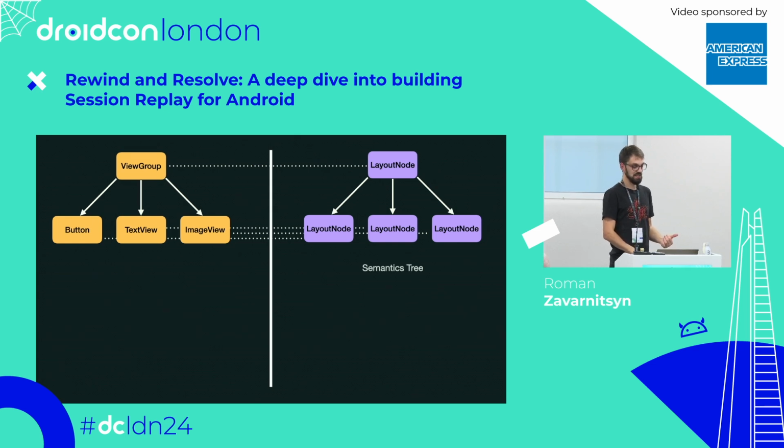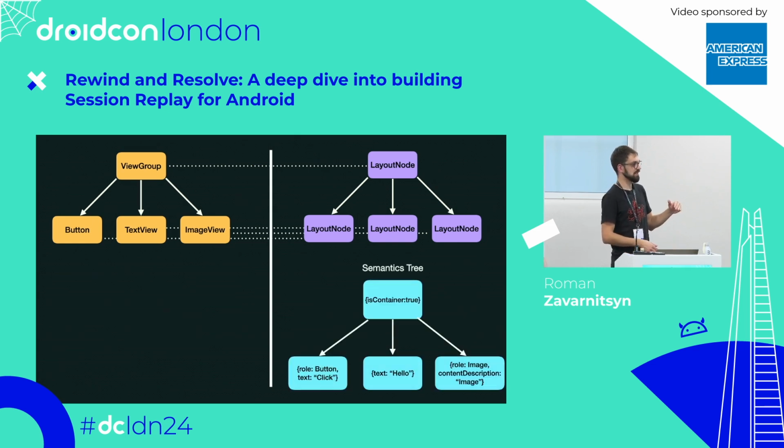But the good thing is there is a second, parallel tree, which is called the semantics tree. And this one contains all the info that we need, or almost all the info. We'll get to this later. For example, for the container or the view group, it has isContainer true. For our button, it has the role button, text, click, and same for image, for example. And this semantics tree is basically the representation of accessibility services, the accessibility tree on Android. So with these two trees, we could actually reliably mask Compose views.